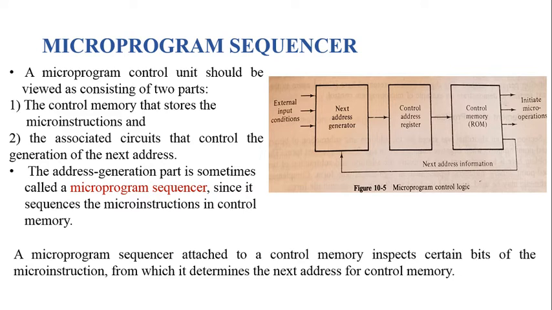In this video we will discuss the organization of the microprogram sequencer. A microprogram control unit consists of two parts: the control memory, which contains different sets of micro instructions, and a separate circuitry for generating the next address of the micro instruction to be executed. The next address generation part of this microprogram control logic organization is also known as the microprogram sequencer.